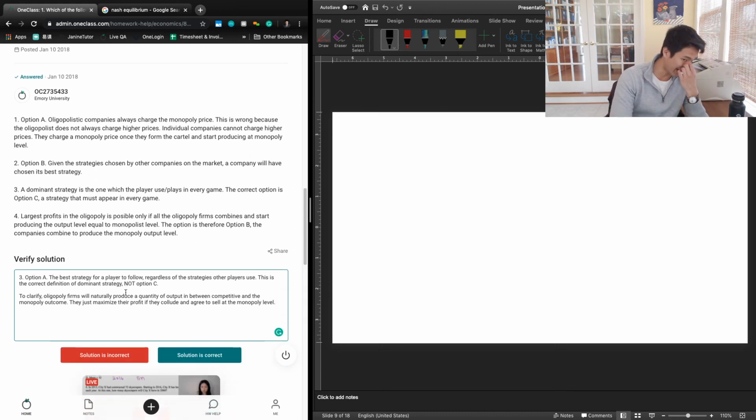But other than that, that's the more clarified version, but it looks like we're going to have to mark this answer wrong just because for answer choice 3, the solution is actually option A, not option C. So the solution is incorrect here.